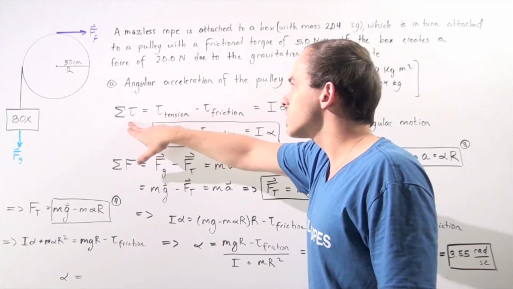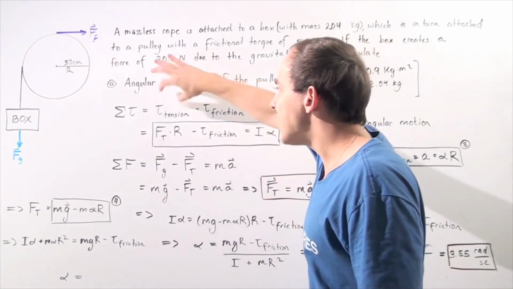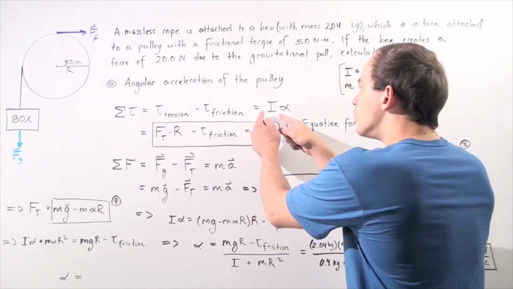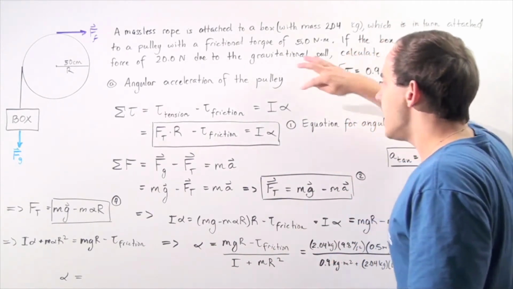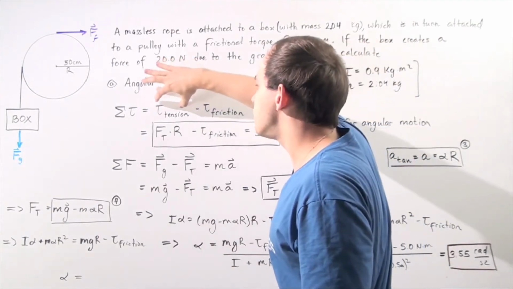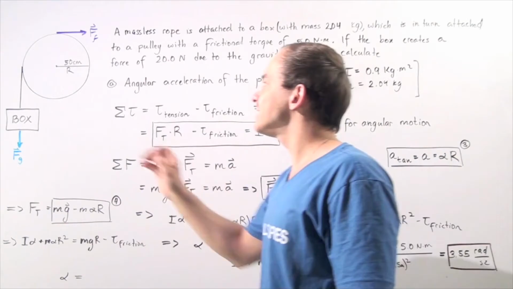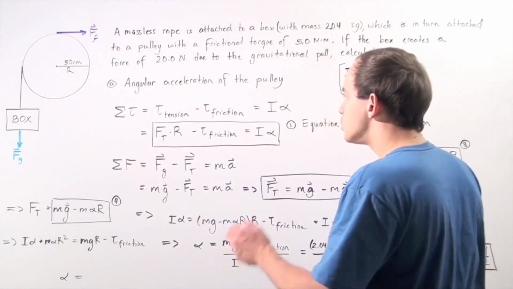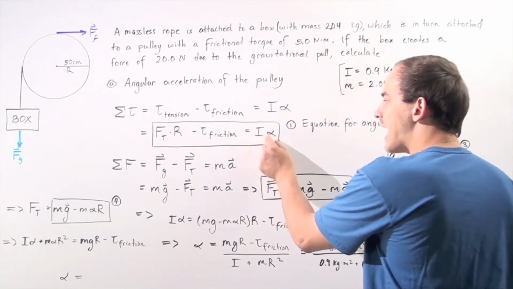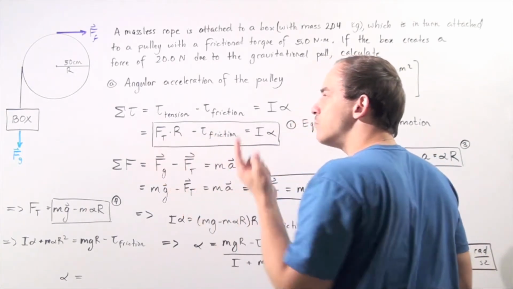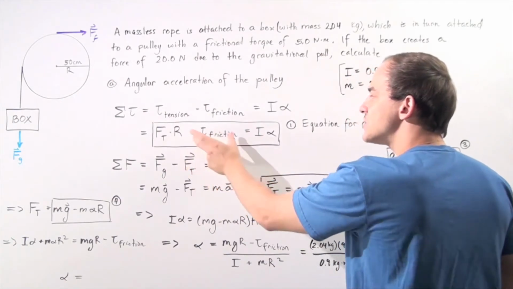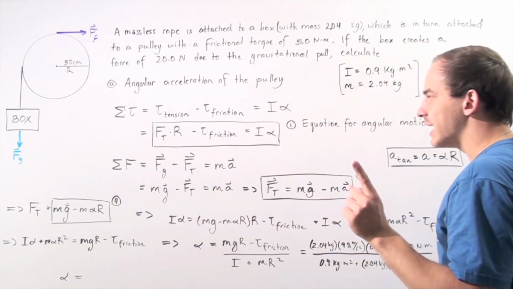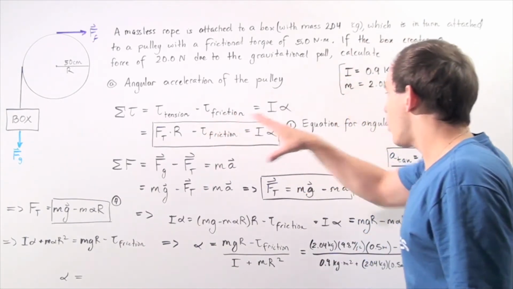So the sum of all the torques acting on the object that is rotating is equal to our positive torque, torque tension, minus our torque due to the frictional force. Now this is equal to our moment of inertia of the object multiplied by our angular acceleration. So let's replace this torque tension with our force tension that is acting perpendicular to the lever arm. The lever arm R is simply our distance, 50 centimeters. So we find that the product of the moment of inertia and the angular acceleration is equal to force tension multiplied by the lever arm, the radius of the pulley, minus our frictional torque. This is the equation for angular motion that we will use in the end to calculate what our angular acceleration is.